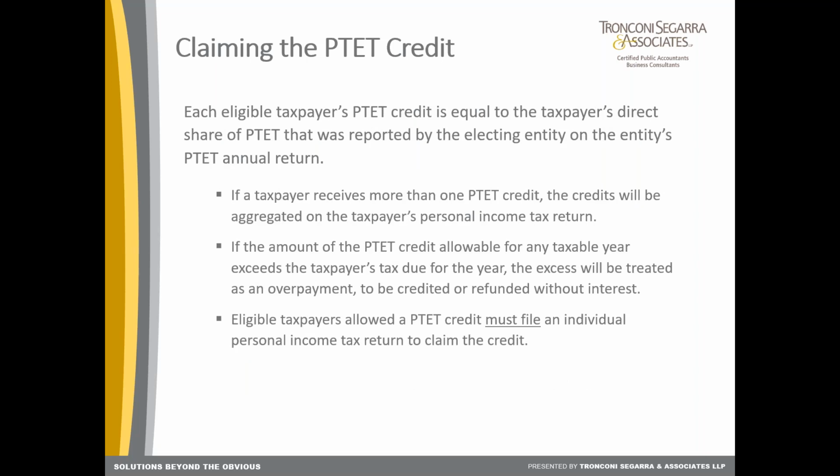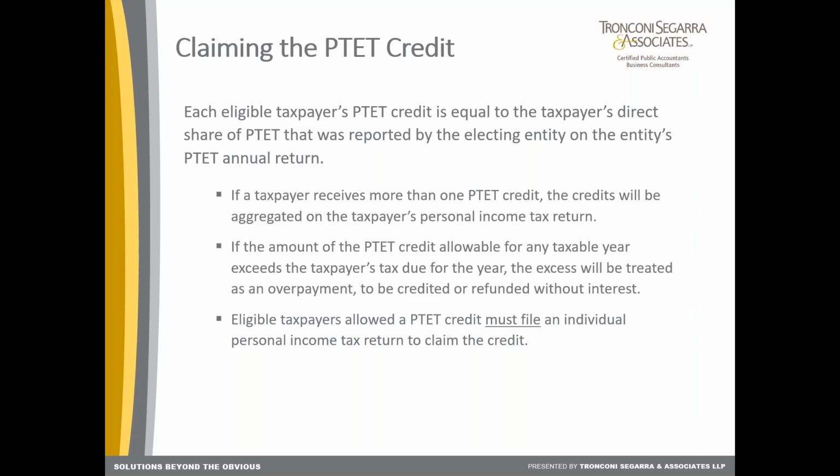Each eligible taxpayer's PTE tax credit is equal to the taxpayer's direct share of PTE tax that was reported by the electing entity on the entity's PTE annual return. Now, as a shareholder, you're going to get information from the entity that lists your PTE tax credit and how much is allocated to you based on your PTE income. If you receive more than one PTE credit, the credits will be aggregated on your personal income tax return. If the amount of the PTE tax credit allowable for any tax year exceeds your tax due for the year, the excess will be treated as an overpayment to be credited or refunded without interest.